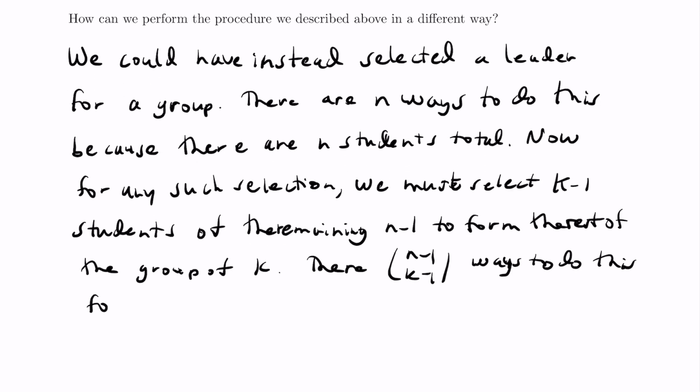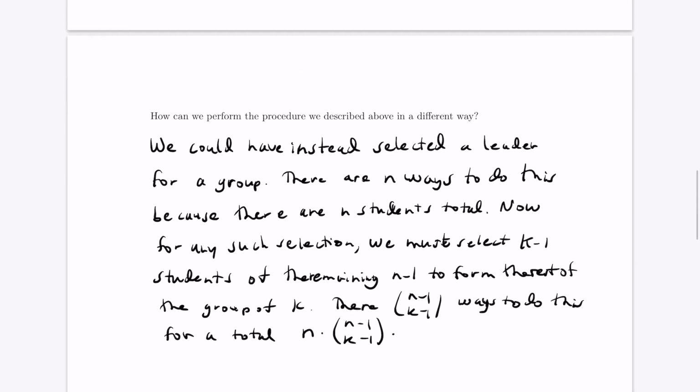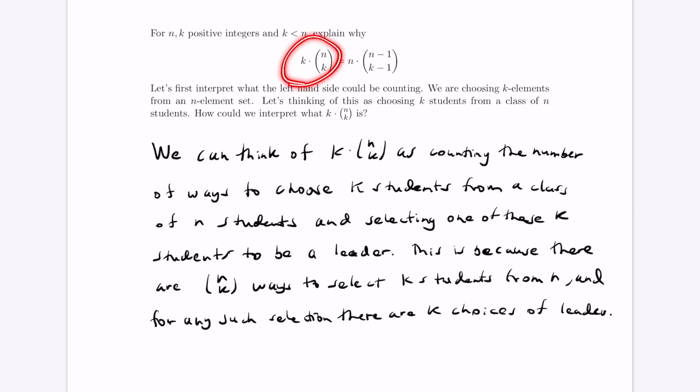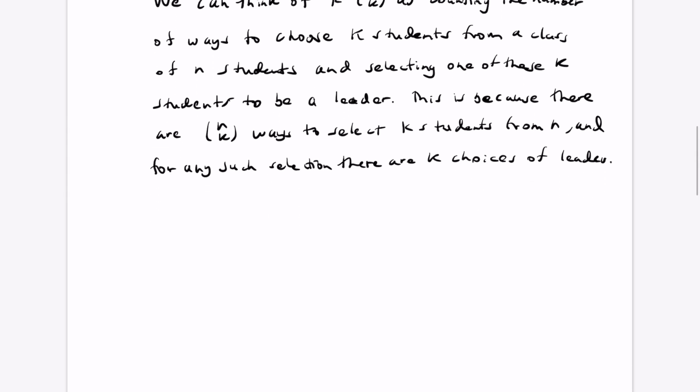For a total then of n ways to select a leader, and for every single leader selected, n minus 1 choose k minus 1 ways to choose the rest of the group. And that is exactly the quantity that we wanted on the previous page. Great. Okay, so this again gives us this staple idea that we're counting something in two different ways to establish this equality, and this equality has hidden in it information about counting.